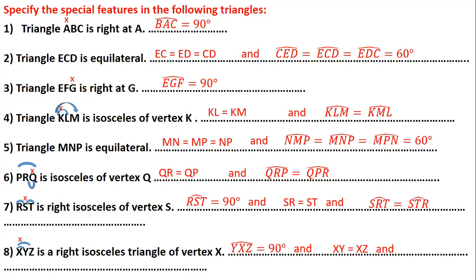Yes, miss. It also has two equal angles. When we name the equal angles, as we said in an isosceles triangle, we put the special vertex X aside. So the equal angles are at vertex Y and at vertex Z. Please name the angle of vertex Y.